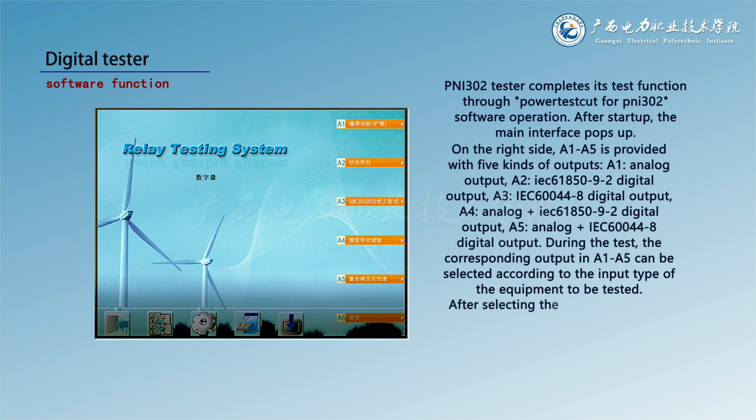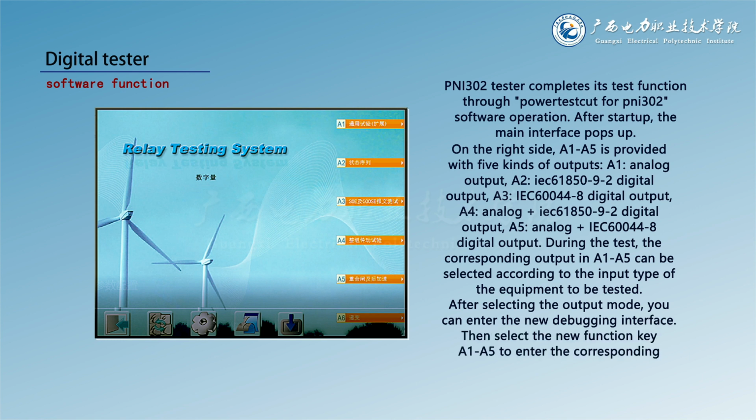After selecting the output mode, you can enter the new debugging interface. Then select the new function key A1 to A5 to enter the corresponding function debugging.